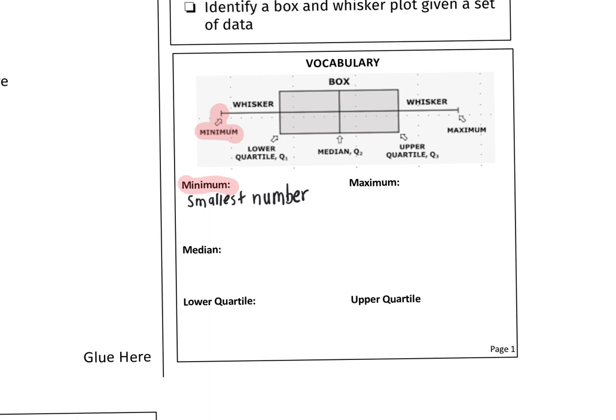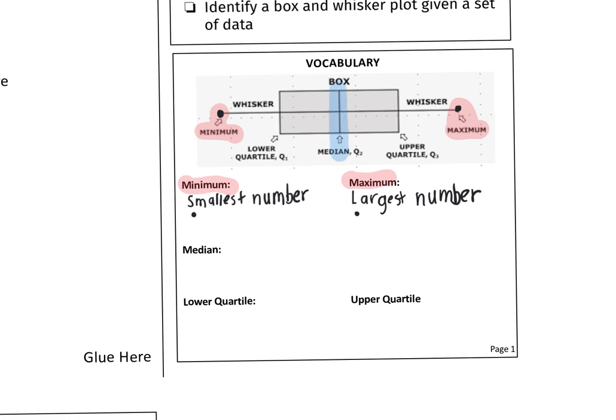Okay, that would be the smallest number of the set. And the maximum is the largest number of the set. The largest number. And you'll know each one because they will have a dot. So there should be a dot here and a dot here. Let's go on to the next vocabulary word.